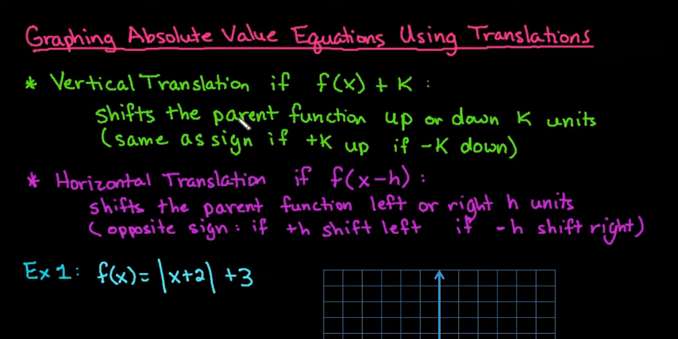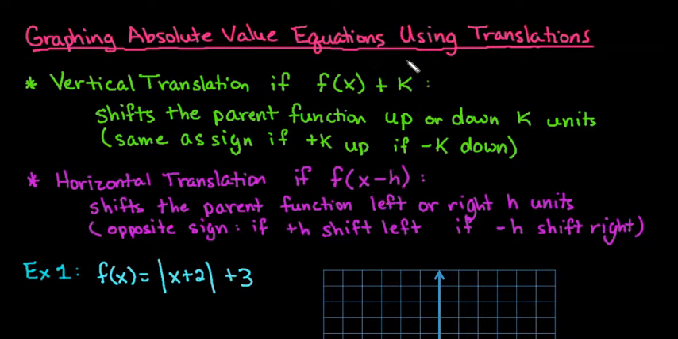Hi, for this video we're going to be graphing absolute value equations using translations. A translation is a left, right, or up, down movement of your parent function. So for this one, we have a vertical translation if the addition or subtraction is on the outside of the absolute value, and it's going to be a horizontal translation if it's on the inside.